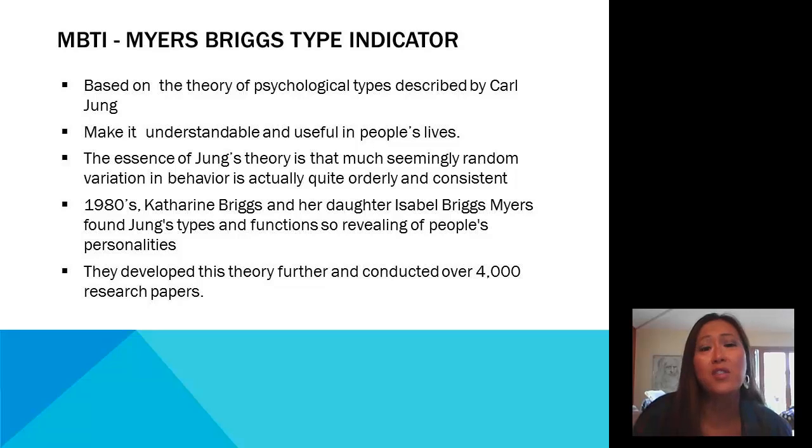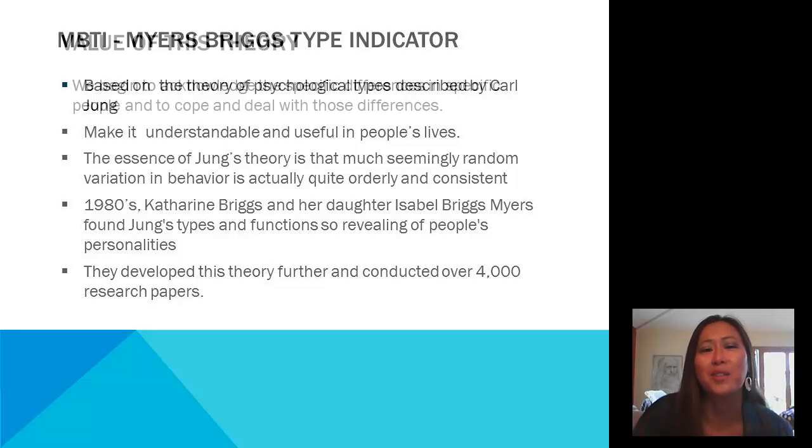The essence of Jung's theory is that much seemingly random variation in behavior is actually quite orderly and consistent. In the 1980s, Catherine Briggs and her daughter Isabel Briggs Myers found Jung's types and functions so revealing of people's personalities that they decided to develop this theory further and conducted over 4,000 research papers. From these, they wrote a paper and pencil questionnaire that reflected their findings. Myers-Briggs Type Indicator is one of the most popular and most studied psychological instruments around.